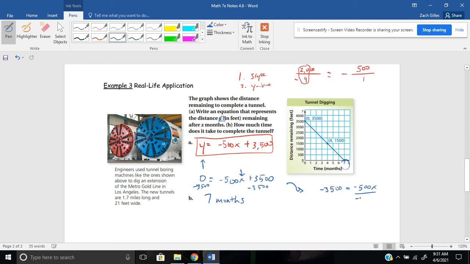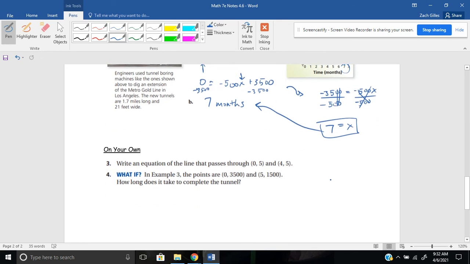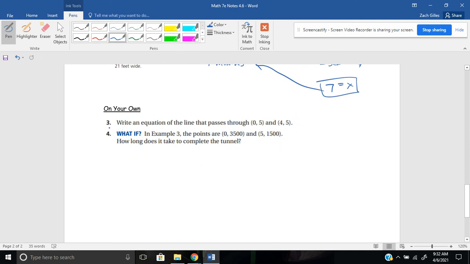If you divide each side by negative 500 to get x all alone, how many times does 5 go into 35? Well, that'd be 7. My zeros will cancel, and a negative by negative is a positive. So you can see I got the exact same thing when I substituted in 0 for y, if I were to look at that problem a little bit more algebraically than just by looking at the graph here. Alrighty. Lastly, please pause the video for numbers 3 and 4 on your own.